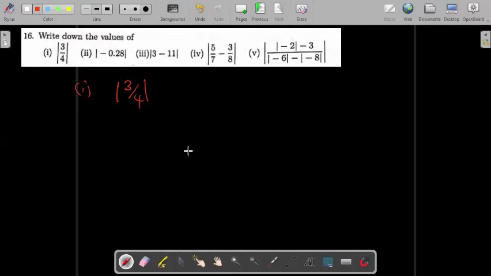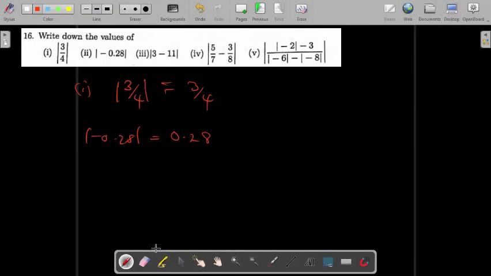Okay, no one with an idea? Okay, it's 3 over 4. Good, it's 3 over 4. So everything in the modulus, what's going to come out of it must come out to be a positive value. So where there's a negative here, for example in the next one, you have negative 0.28, meaning it's in the modulus. So anything that is going to come out of the modulus has to be positive. So you get positive 0.28. And you do the same for the others.